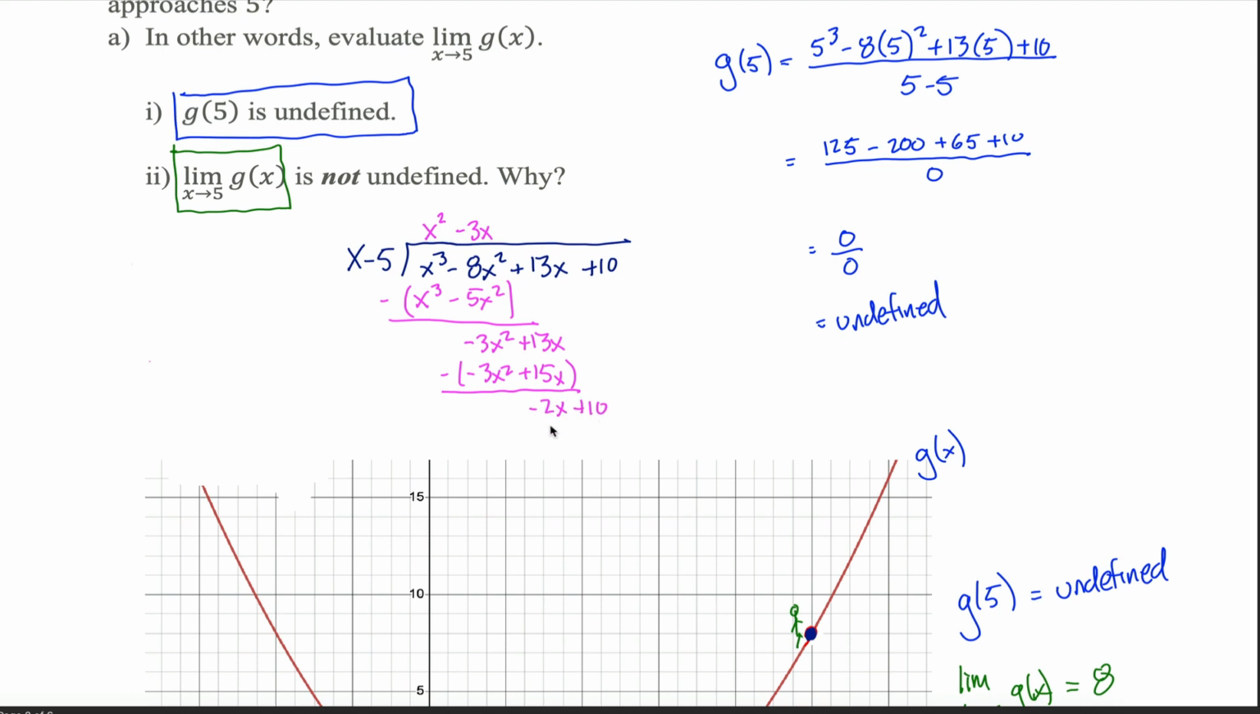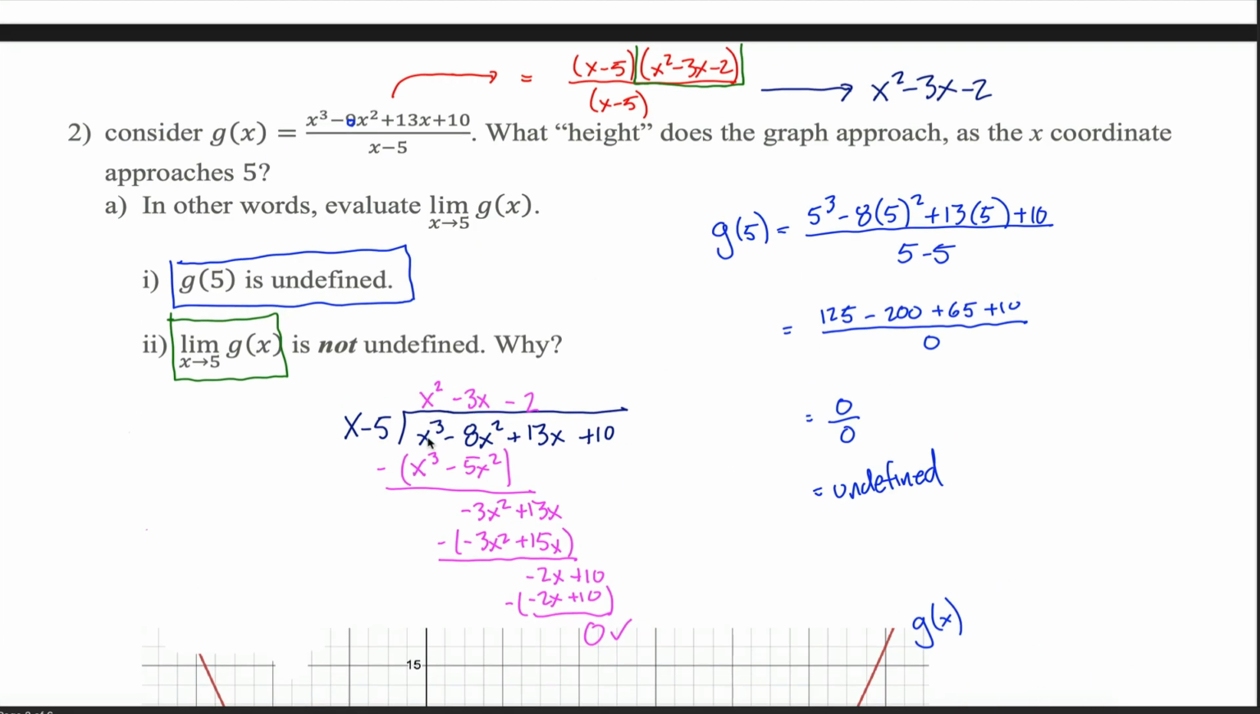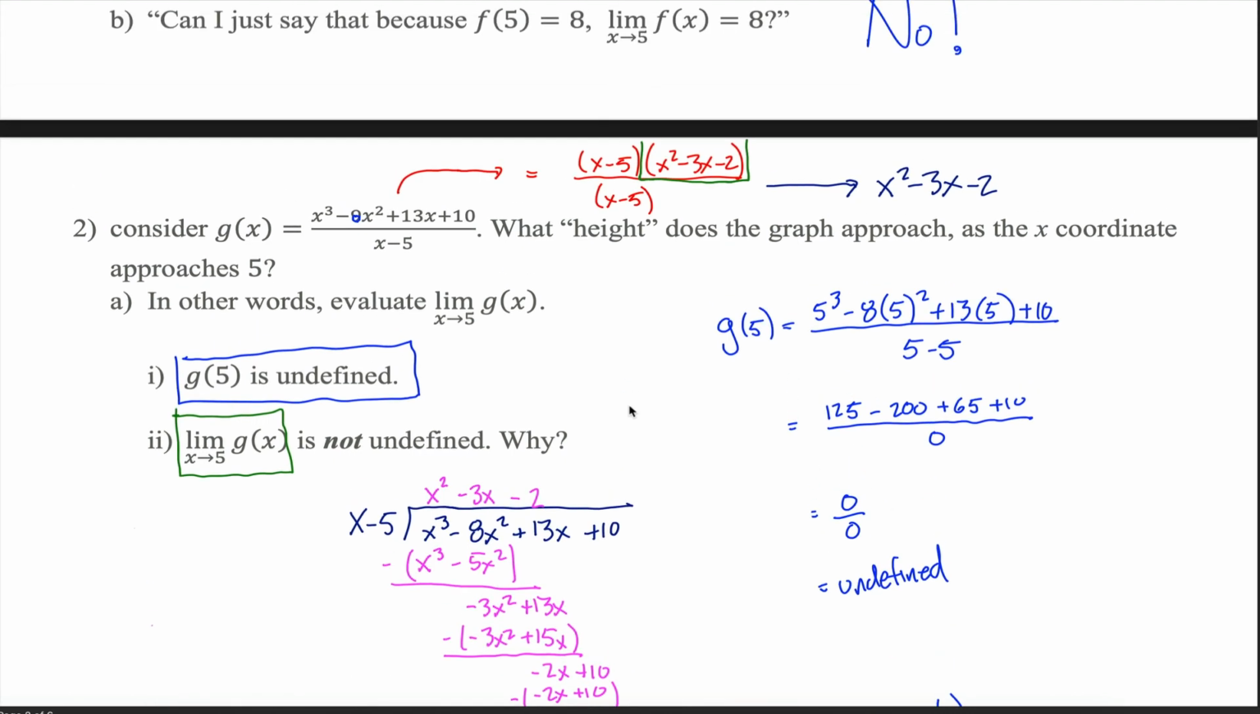I want to get rid of this negative 2x. How? By tossing a negative 2 up top. Negative 2 times x minus 5 gives me negative 2x plus 10. I subtract. This column goes away, and this column also goes away, which means I have 0 remainder, which is a nice built-in check, and tells me that x cubed minus 8x squared plus 13x plus 10 can be rewritten as x minus 5 times x squared minus 3x minus 2, exactly the factoring that I did right here.